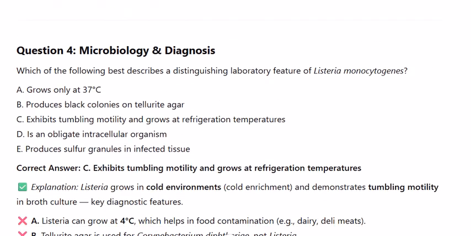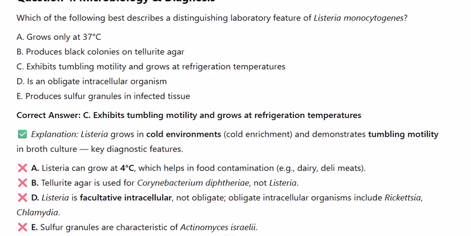Question 4. Microbiology and diagnosis. Which of the following best describes a distinguishing laboratory feature of Listeria monocytogenes? A. Grows only at 37 degrees Celsius. B. Produces black colonies on tellurite agar. C. Exhibits tumbling motility and grows at refrigeration temperatures. D. Is an obligate intracellular organism. E. Produces sulfur granules in infected tissue.